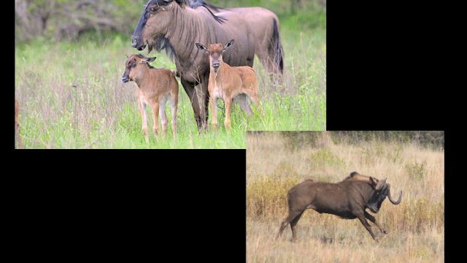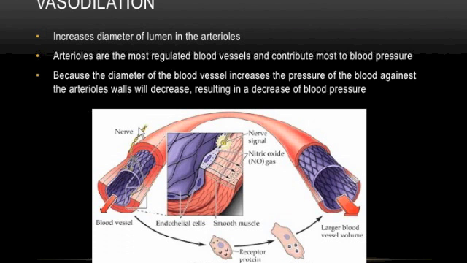This means the wildebeest heart is generating more blood to fulfill its body mass needs and why vasodilation and vasoconstriction is so important. Vasodilation increases the diameter of the lumen in the arterioles, resulting in a decreased blood flow. Arterioles are very important to blood pressure regulation because as a group they are the most regulated blood vessels and contribute the most to blood pressure in the body.